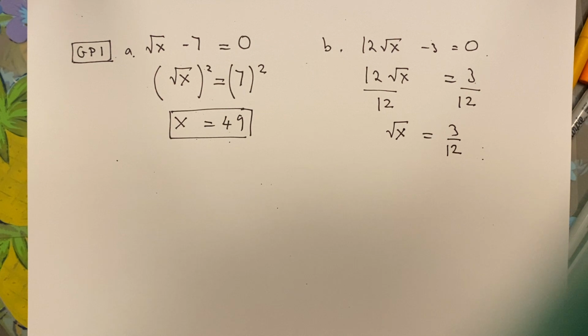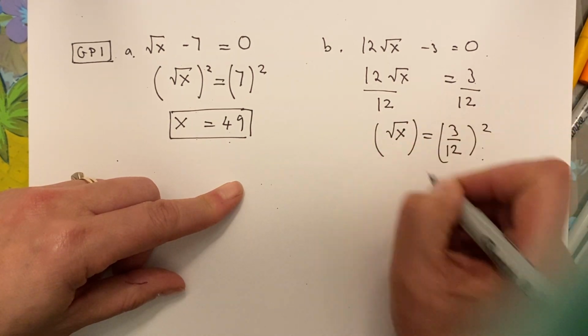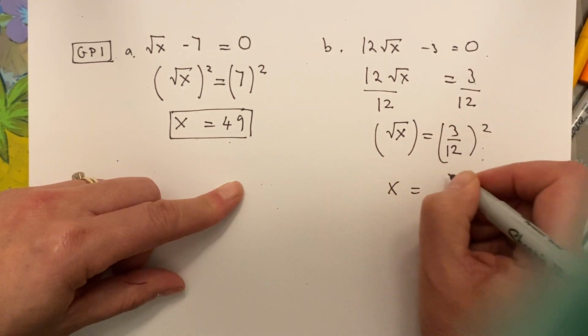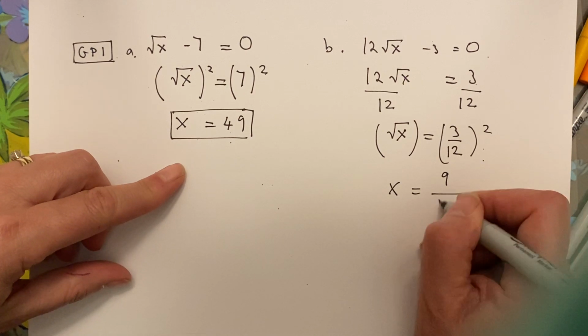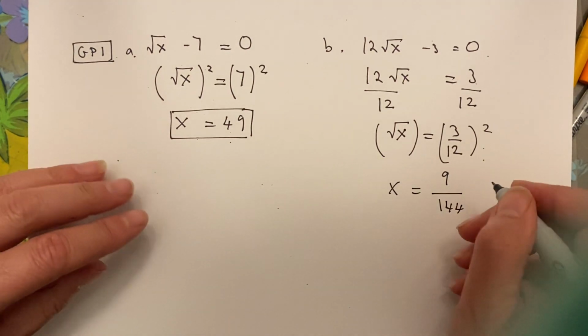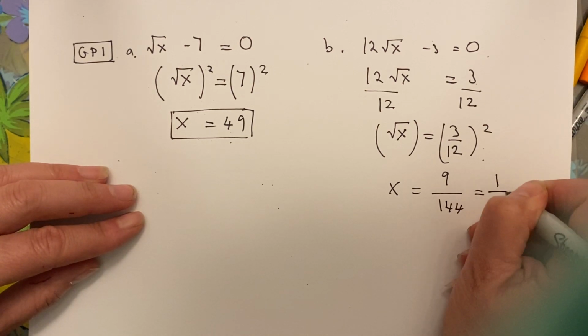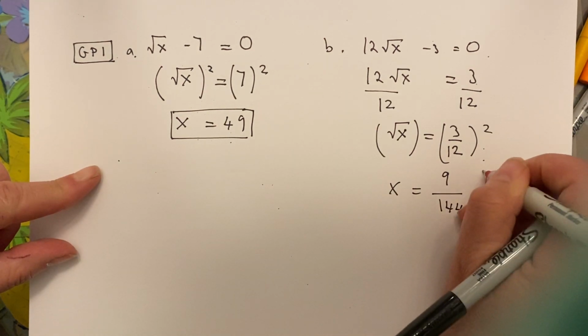Well, then what? Well, I need to square both sides because I've got to get rid of the square root. So I end up with 3 squared, which is 9, over 12 squared, which was 144. And 9 over 144 reduces to 1 over 16. And that is the answer to guided practice 1B.